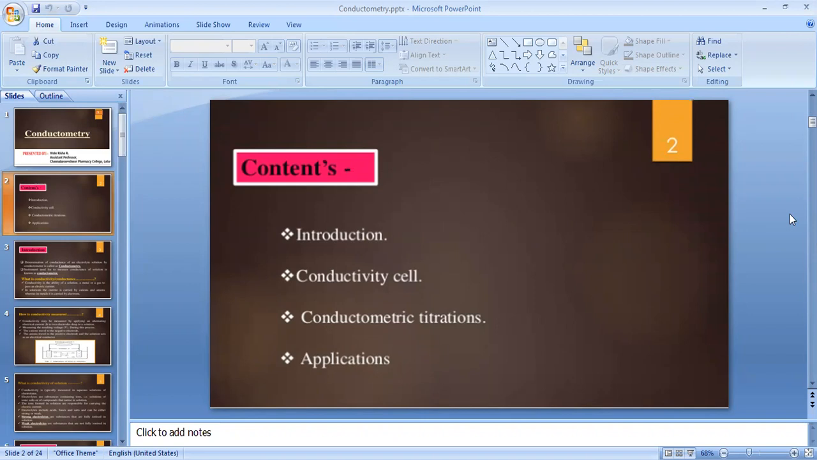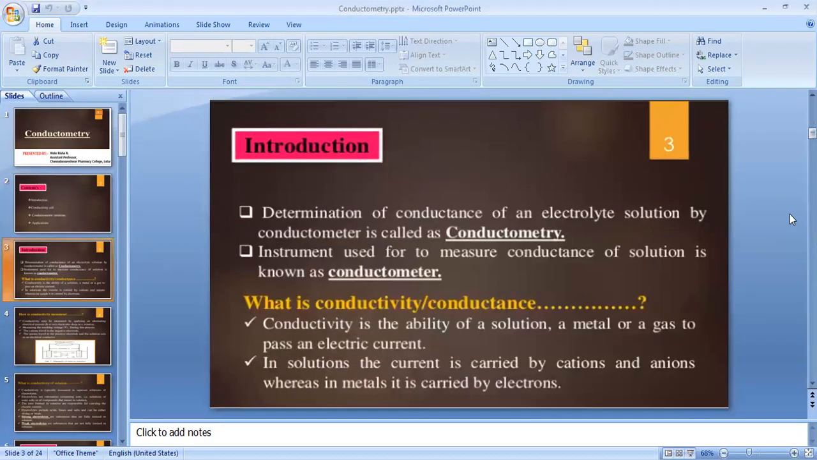Before moving on to the instrumental part of conductometry, let's see the introduction. Conductometry is the determination of conductance of an electrolyte solution by a conductometer. That is, finding out the concentration of the analyte by measuring its conductance is known as conductometry. The instrument used for measuring the conductance of the analyte is known as a conductometer.